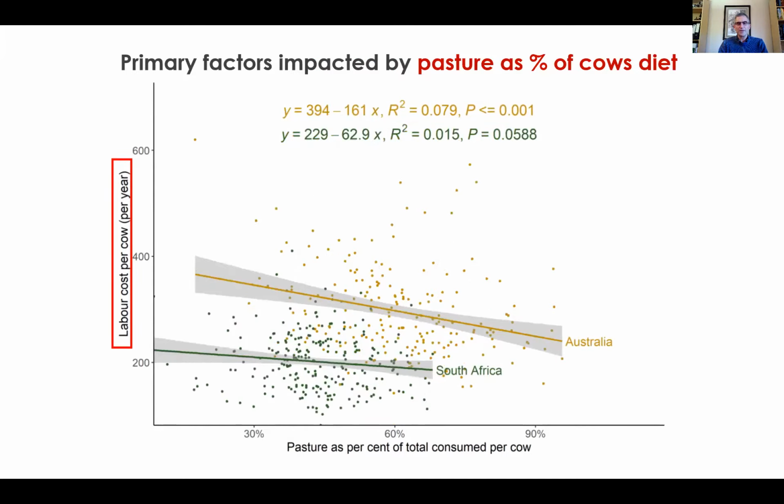This graph outlines the impact of diet pasture percent on labour cost per cow. The trend is strong in the Australian data, with increasing diet pasture percent contributing to a decrease in labour cost per cow. There is not a similar trend in the South African data.